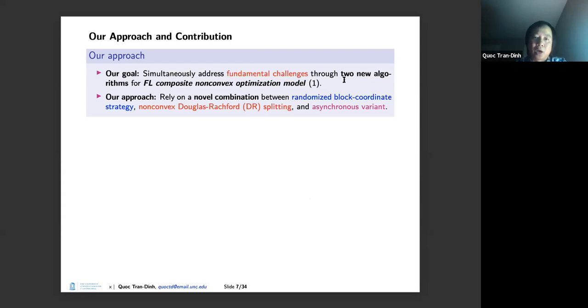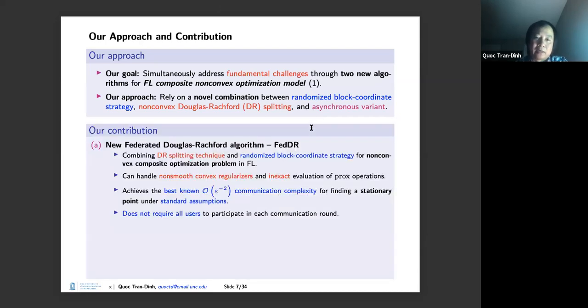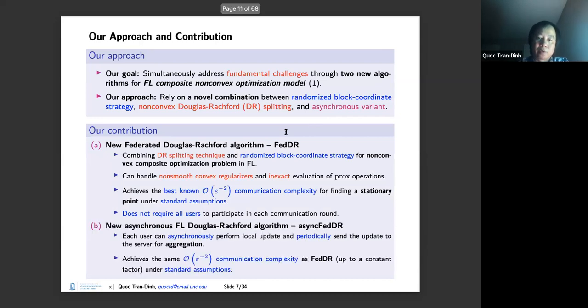Here we developed two algorithms based on the Douglas-Rachford techniques. We combine these techniques together with the randomized block coordinate strategy and some other techniques like asynchronous implementations in order to handle those challenges. In terms of the contribution of the work, we have two different algorithms, but the second one can be considered as a variant of the first one. The first one is a very simple idea. We combine this classical Douglas-Rachford splitting technique together with the randomized block coordinate strategy to handle those problems.